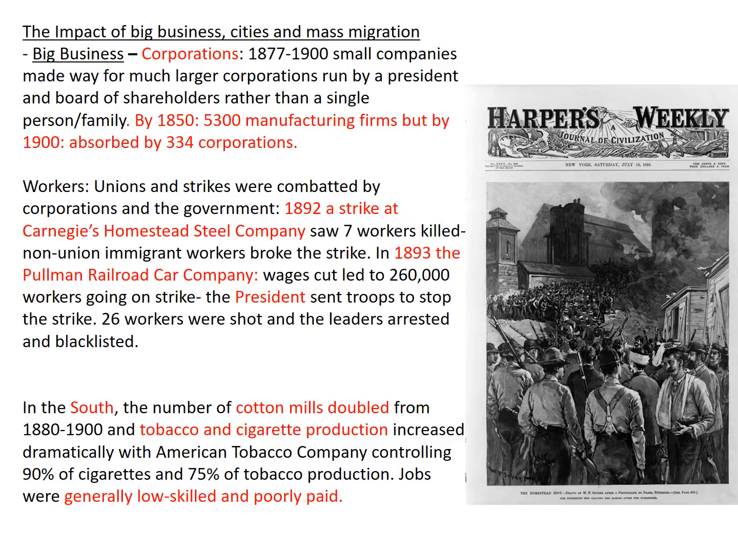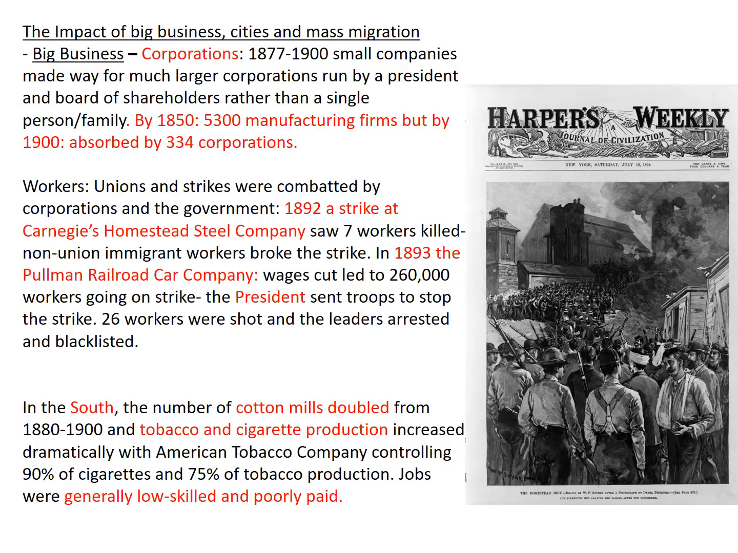Workers do try to go on strike, and two famous ones there. 1892, Carnegie's Homestead steel strike saw 7 workers killed, and the Pullman Railroad Car Company cutting wages led lots of people to go on strike. And then the president actually sends troops to go and stop the strike. Again, we got 26 workers shot, leaders arrested and blacklisted, meaning they couldn't get work in the future.